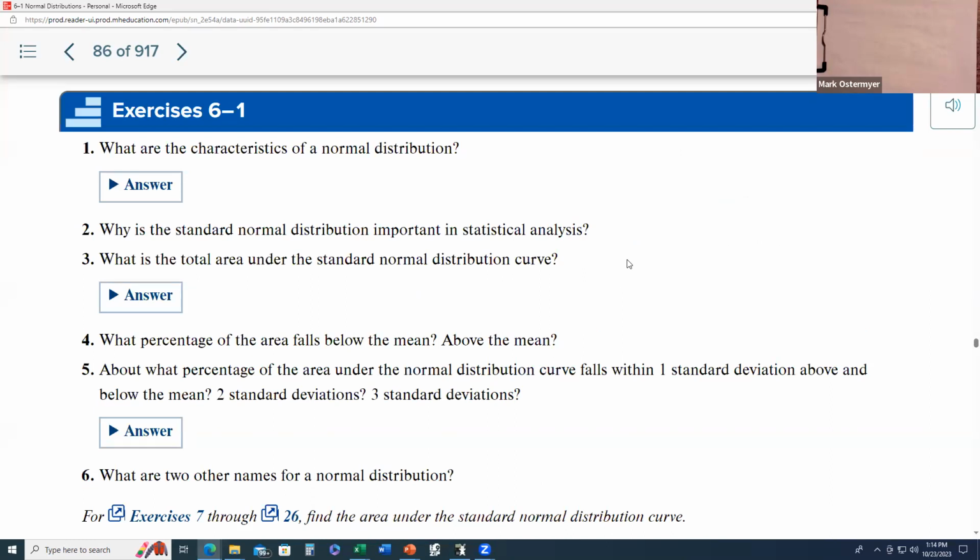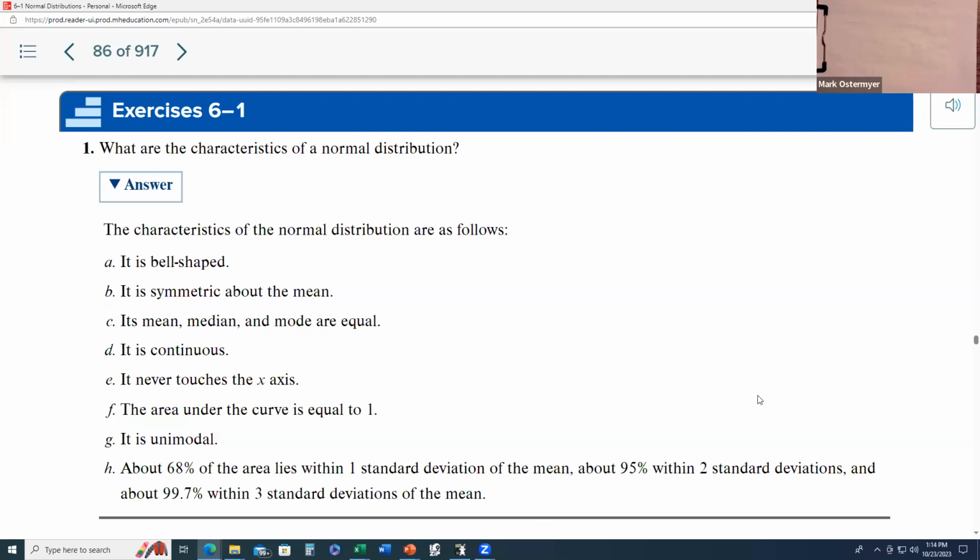What are the characteristics of the normal distribution? Well, there are several. It must be bell-shaped, and symmetric about the mean. The mean, median, and mode are equal. It's continuous. It never touches the x-axis; we say the graph is asymptotic with respect to the x-axis. The area underneath the entire curve must sum up to 1. It is unimodal, only one mode. And of course, the areas within any interval of standard deviations either side of the mean obey the empirical rule that we touched base on in the past.